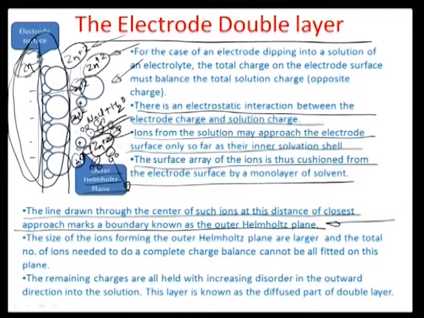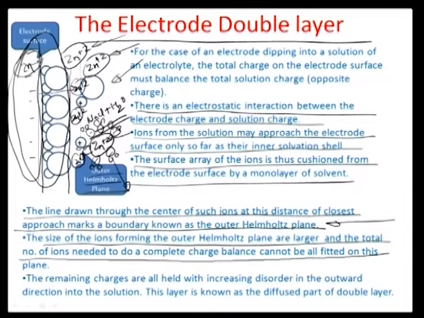Okay. So, this is an assemblage of all the zinc plus 2 atoms held on to a certain line, and the size of ions formulating the outer Helmholtz plane are larger, and the total number of ions needed to do a complete charge balance cannot all be fitted on this plane.